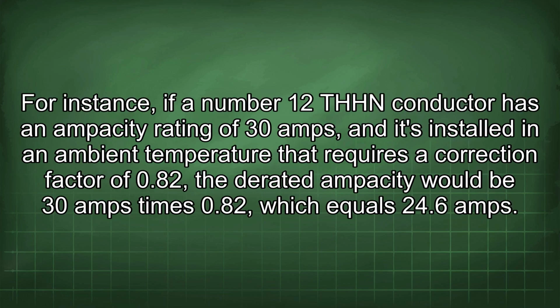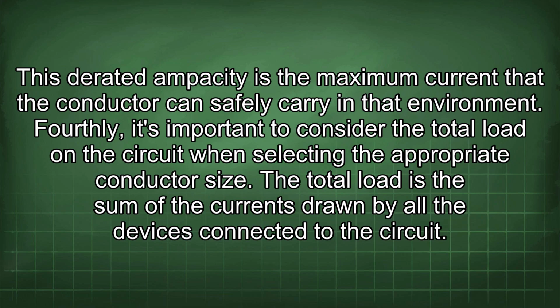For instance, if a number 12 THHN conductor has an ampacity rating of 30 amps, and it's installed in an ambient temperature that requires a correction factor of 0.82, the derated ampacity would be 30 amps times 0.82, which equals 24.6 amps. This derated ampacity is the maximum current that the conductor can safely carry in that environment.